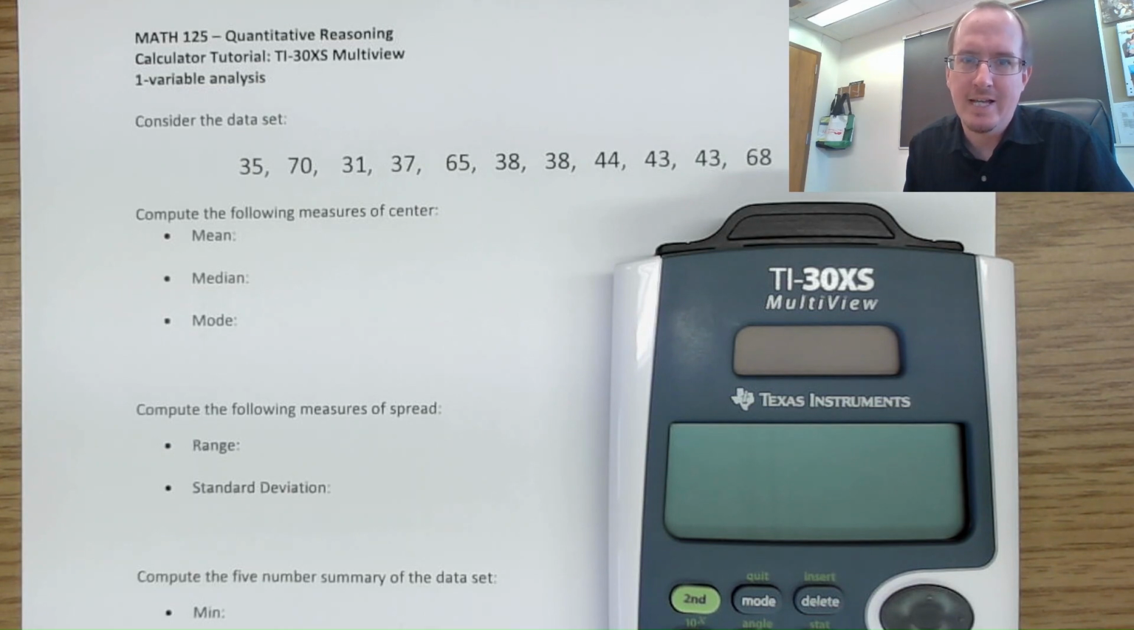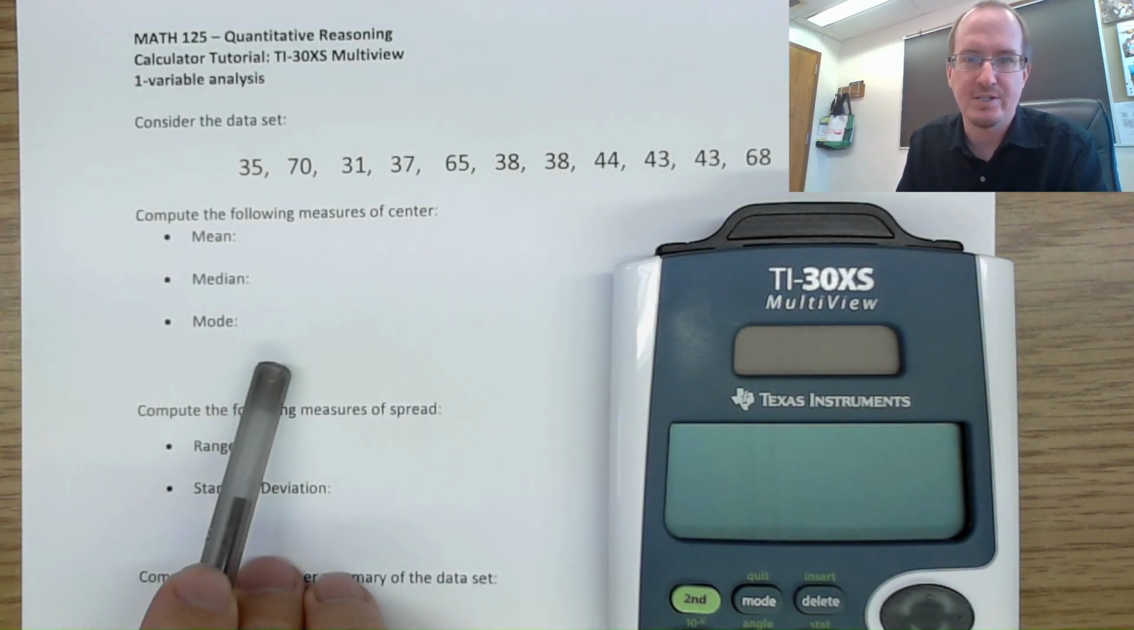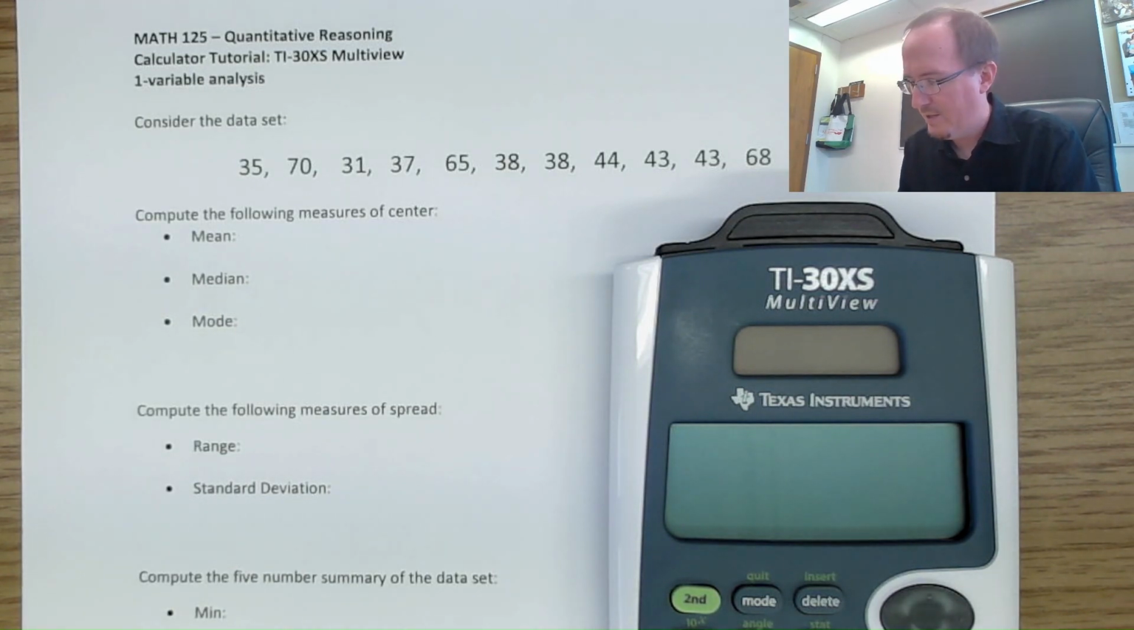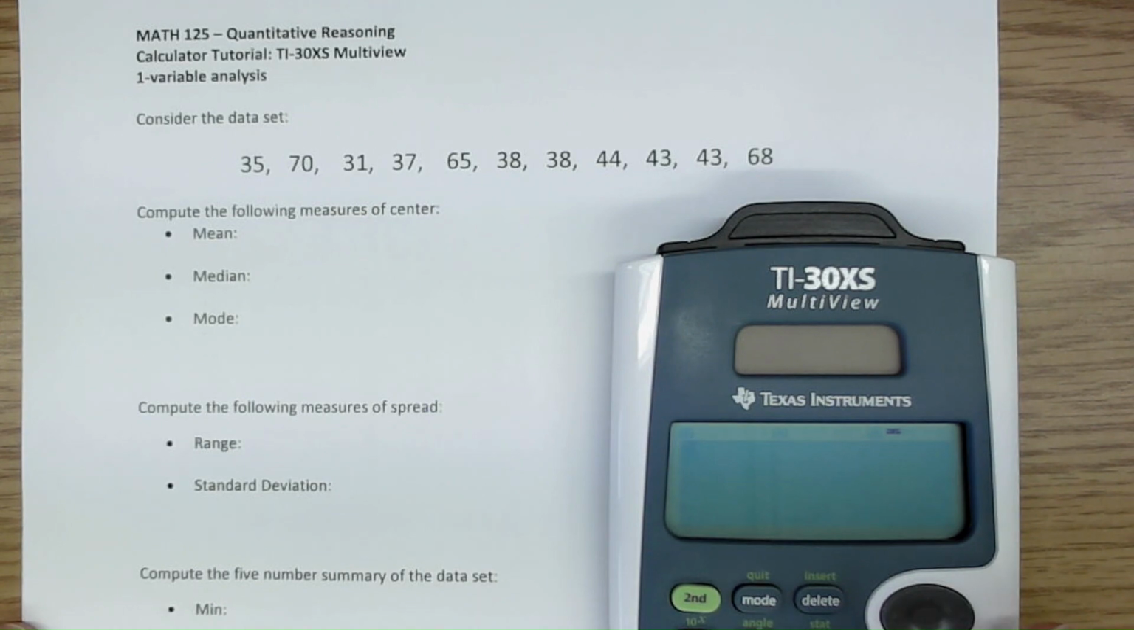We will be looking at the TI-30XS MultiView Calculator, and we are specifically interested in this video in doing a one-variable analysis. So that would just mean we want to compute these measures of center, these measures of spread, and then also a 5-number summary. The first thing we will need to know how to do is enter data into the calculator.